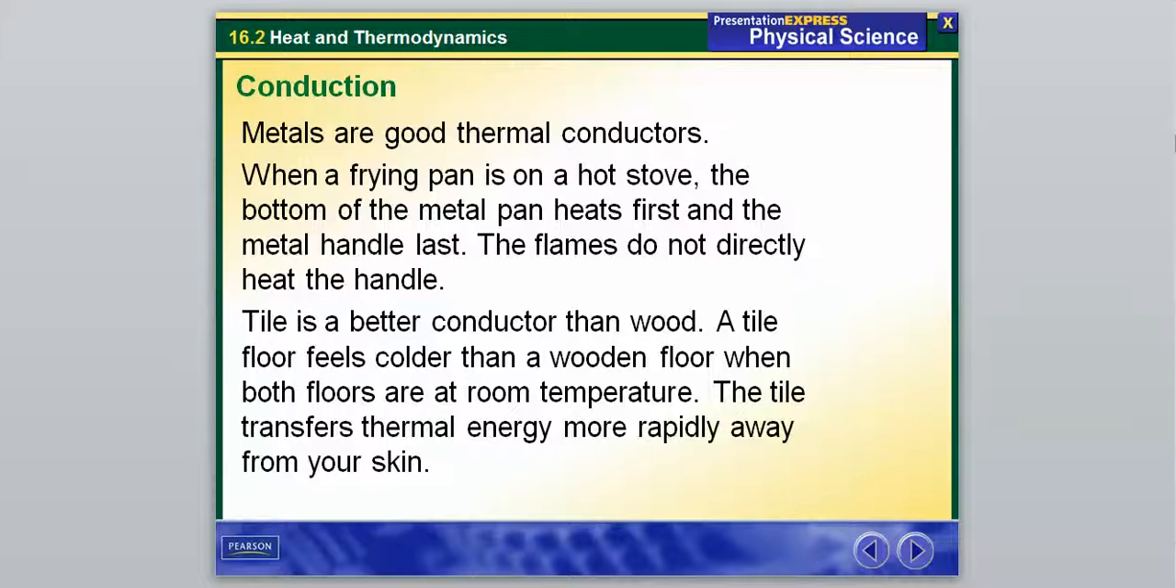And the thermal energy is going to start where it's directly touching, because again the flames are directly heating the bottom of the pan. They're not directly touching the handle, so the thermal energy is going to have to pass through the pan, then into the handle. And then tile, this is kind of a more interesting example. I have to think about this one a little bit more.